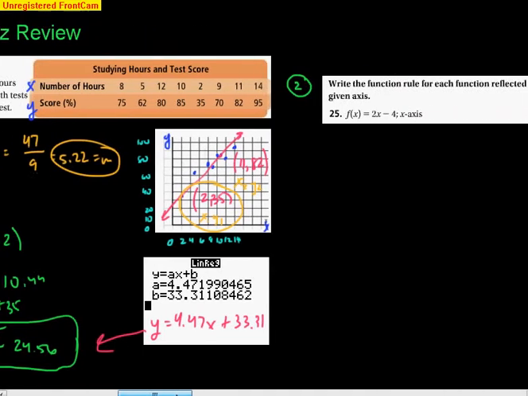Okay. 2. Write the function rule for each function reflected in the given axis. And here's our function, f of x equals 2x minus 4, and we're reflecting it over the x-axis. So the rule is, and I'm going to write g of x as the new function, if I'm reflecting over the x-axis, then that is the opposite of the original function.